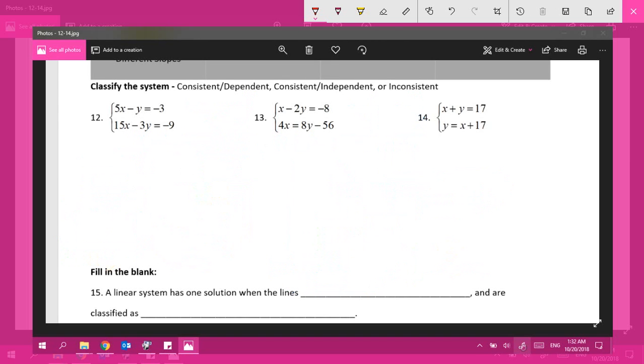All right, I'm going to erase this now. And the last one over here, x plus y equals 17. All we have to do here is subtract x from both sides. So we've got y equals negative x plus 17. That one was easy. And the second equation is already in y equals mx plus b form.